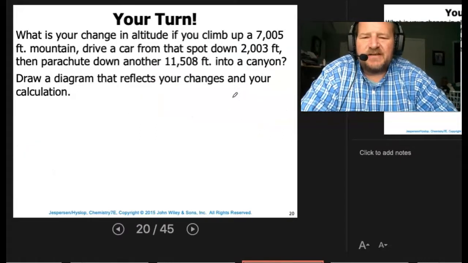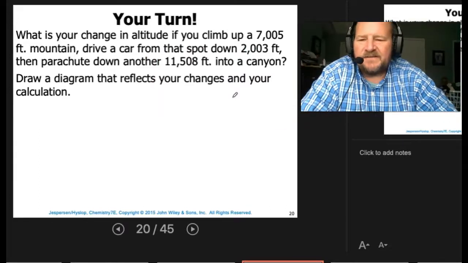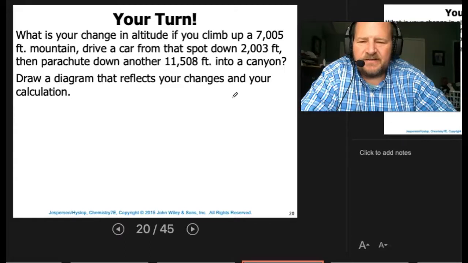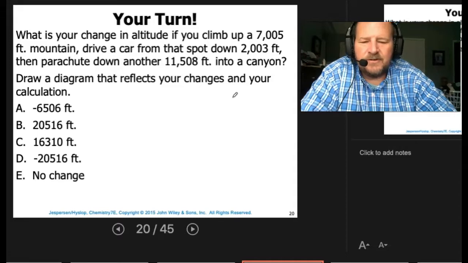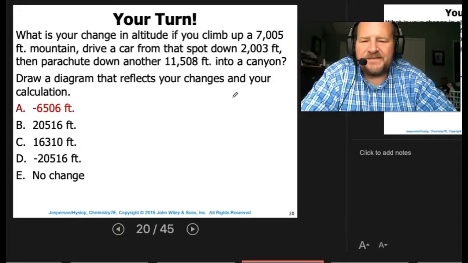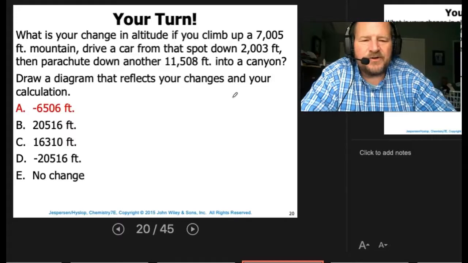What is your change in altitude if you climb up a 7,005-foot mountain, drive a car from that spot down 2,003 feet, then parachute down another 11,500 feet into a canyon? Draw a diagram that reflects your changes and your calculation. Okay, so here are your options. Maybe pause here, quickly do some scribbling. Hopefully you realize you went actually 6,500 feet lower than where you started from.